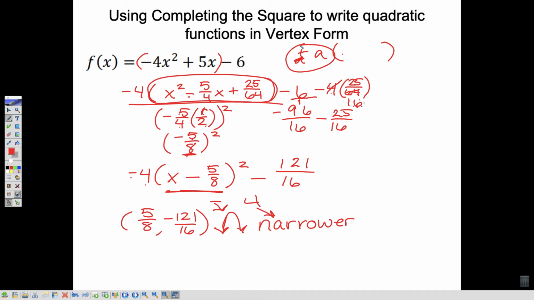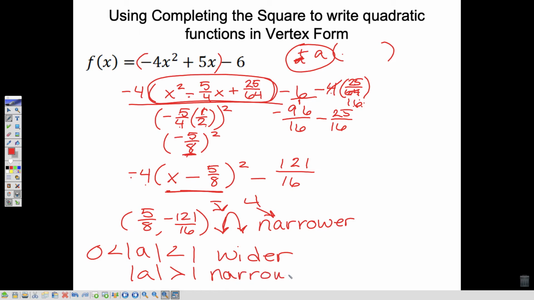Wouldn't 4 mean it's wider? No. It's bigger than 1. The rule that I continually tell you is the absolute value of A. When it is greater than 0 and less than 1, it is wider. I always forget the absolute value. And when the absolute value of A is greater than 1, it is what?